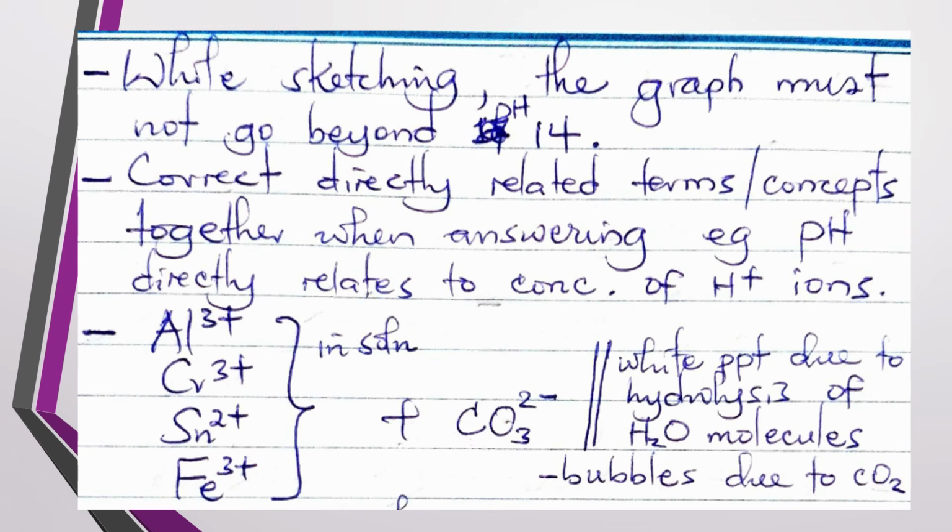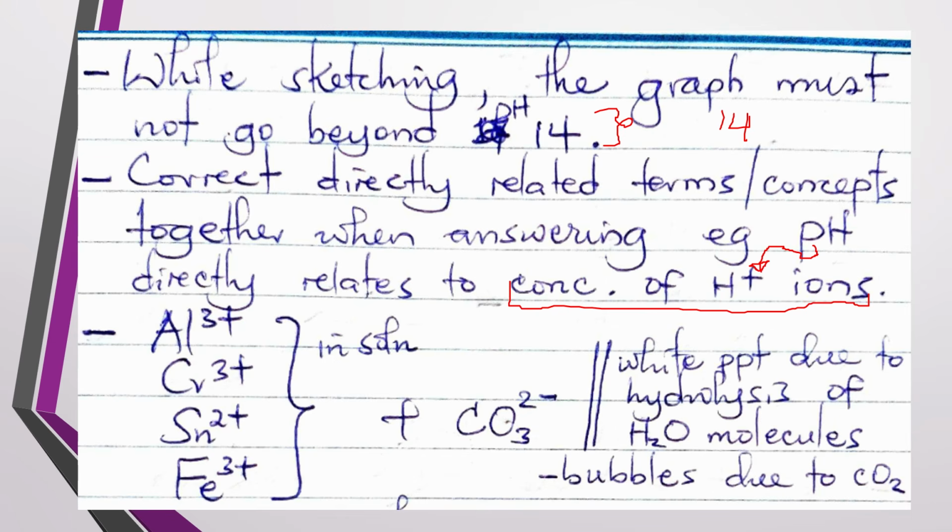Another point is that while sketching, the graph must not go beyond the pH of 14. Notice that the maximum pH is 14, so don't oversketch for your graph to exceed that scale. The other point is to connect directly related terms or concepts together while answering. For example, pH is directly related to the concentration of the hydrogen ions. Everyone in senior 6 should know that pH is just the negative logarithm to base 10 of the concentration of the hydrogen ions, in case you have calculated them.